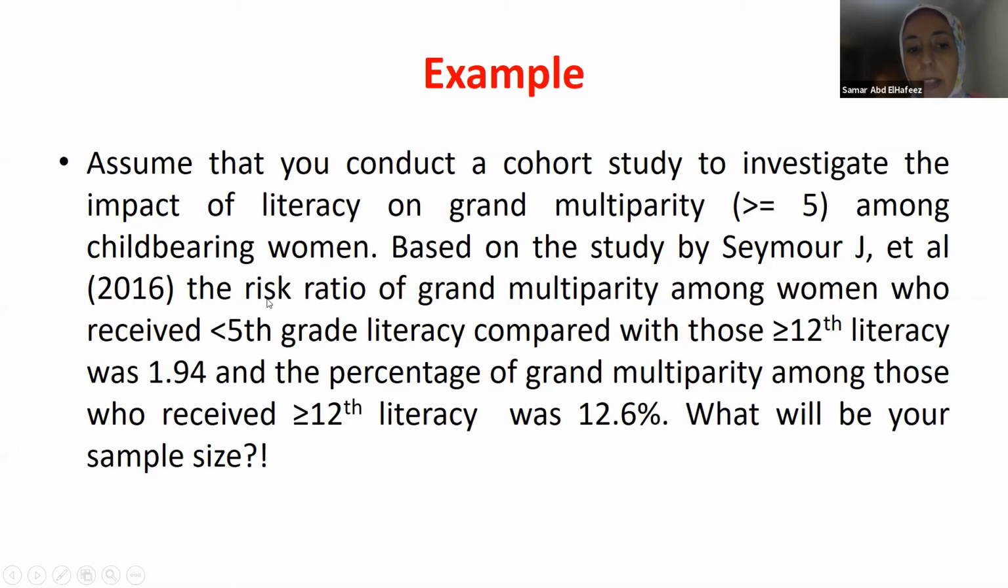the risk ratio, a concept similar to the odds ratio but peculiar for cohort studies, for grand multiparity among women who received less than 5th grade literacy compared to those with more than 12th grade literacy was 1.94, and the percentage of grand multiparity among those who received the higher education was 20.6. So what will be our sample size?